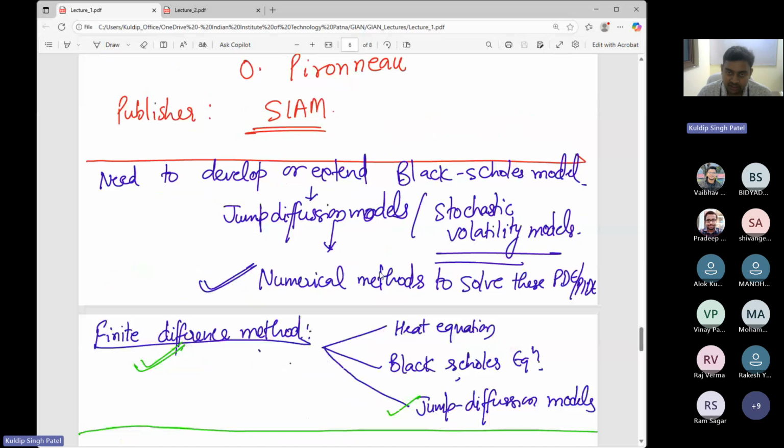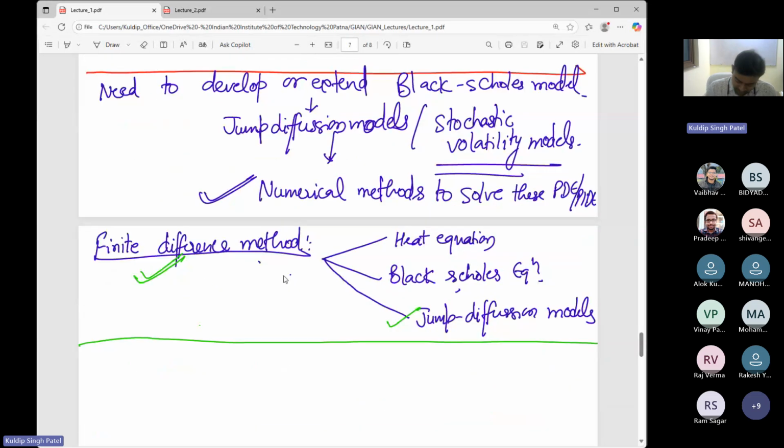Now, in the second lecture, we are going for the finite difference method. We will start with the finite difference method for the heat equation. Some of you may ask why the heat equation and not the option pricing PDE. Yes, I agree, but as I said, the heat equation is quite easy to understand. Once we understand the concept, we can extend it to the Black-Scholes equation or many other equations.